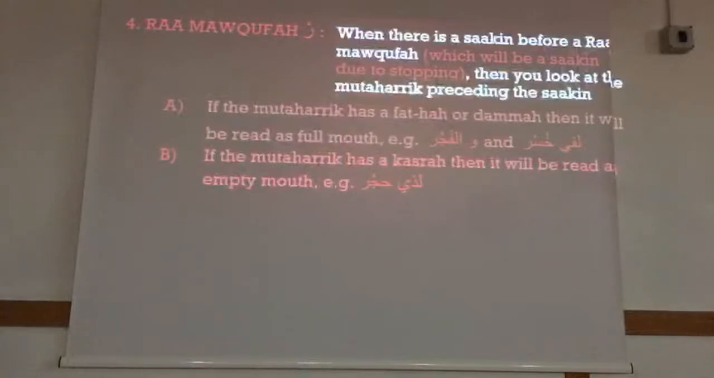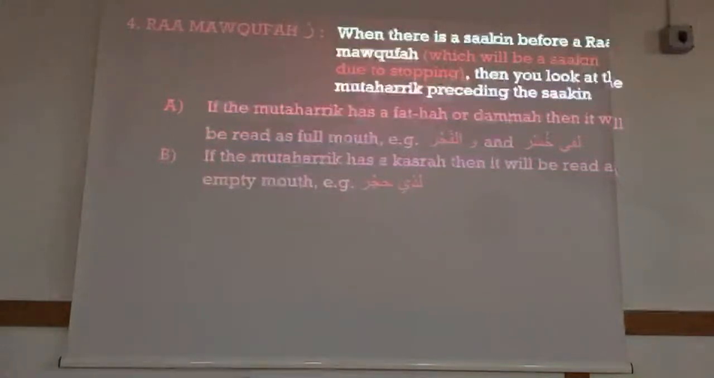This is the trick that you need to master. Keep your mouth in the smiling position. Lidhi hijr. Okay, so the ra mawqufa, very simple. What you do, look at the letter before, which is generally sakin. So that means then you look at the letter before that.